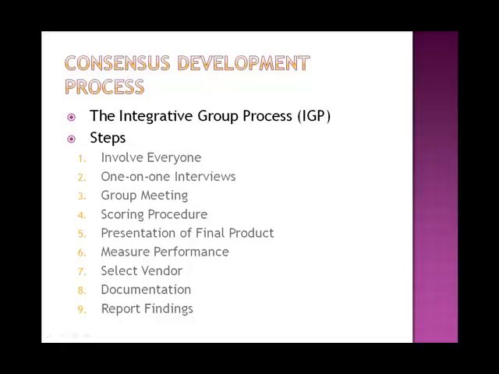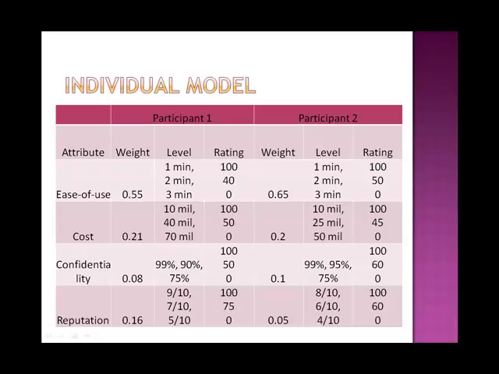Step 7. Select vendor. The selection is then made of the vendor with the highest overall score. Step 8. Documentation, and then Step 9. Report findings. This table shows the result of two different participants who both represent a significant role in interacting with the EHR. The table explicitly states the 4 attributes that the two different participants declare were the most important when looking for an EHR to implement.